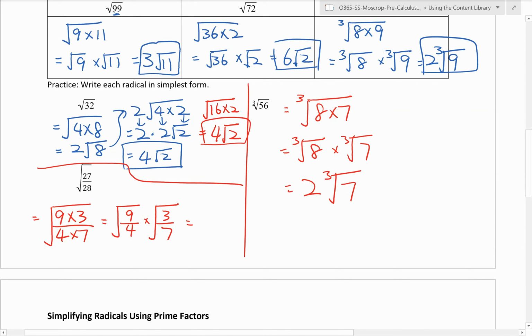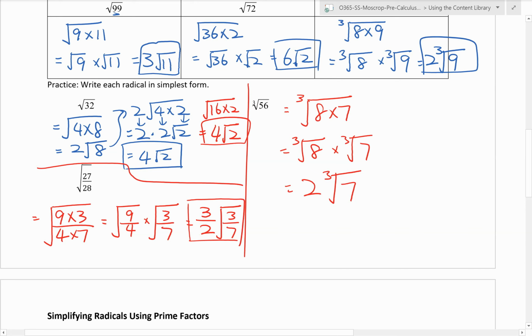Now, here we have the square root of 9 over 4. So we can actually square root the numerator and denominator separately. Square root of 9 is 3, square root of 4 is 2. So that's how we end up with 3 over 2. And there's absolutely nothing we can do about the square root of 3 over 7, so we just leave it as it is. And that's our final answer.